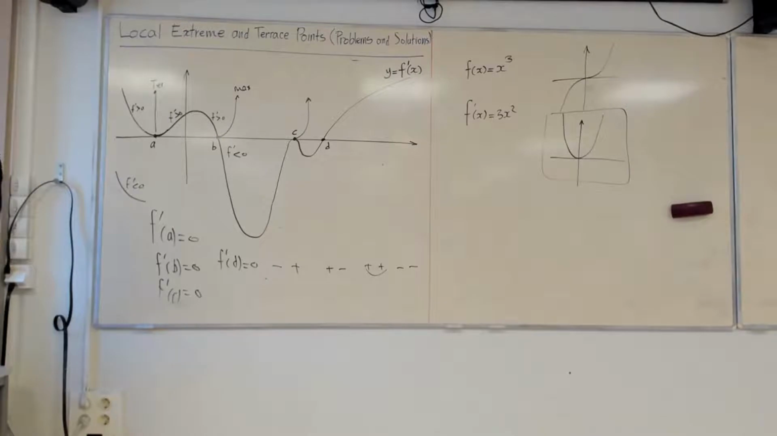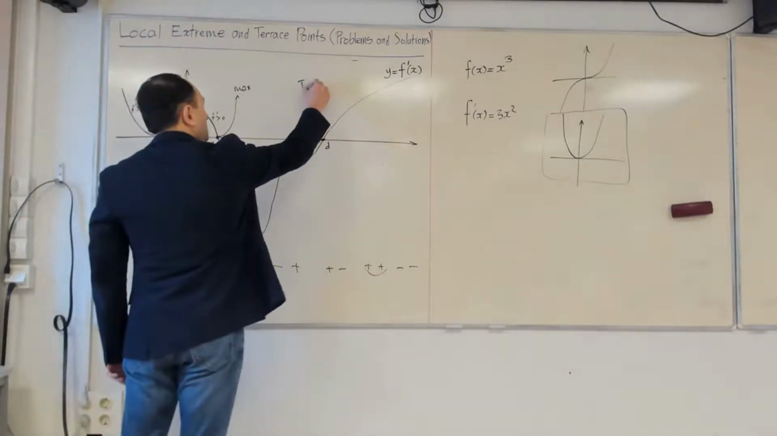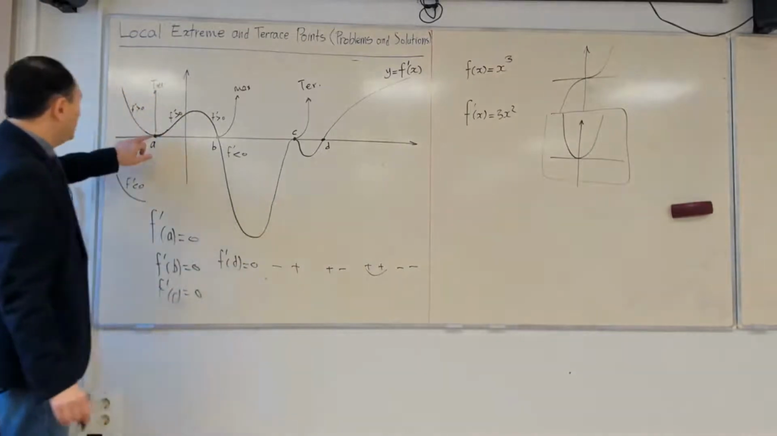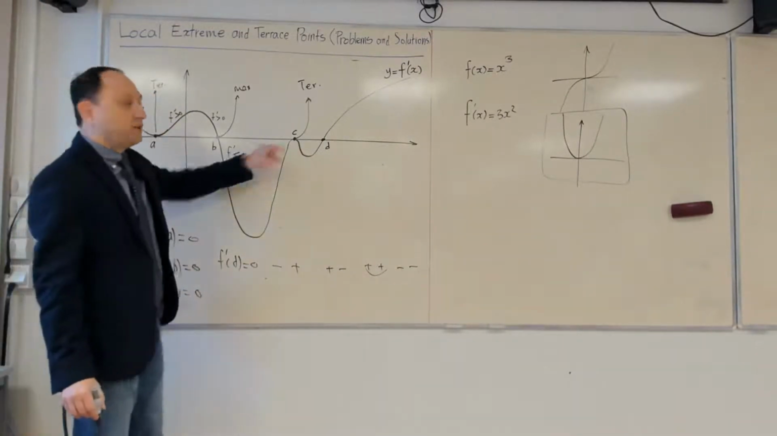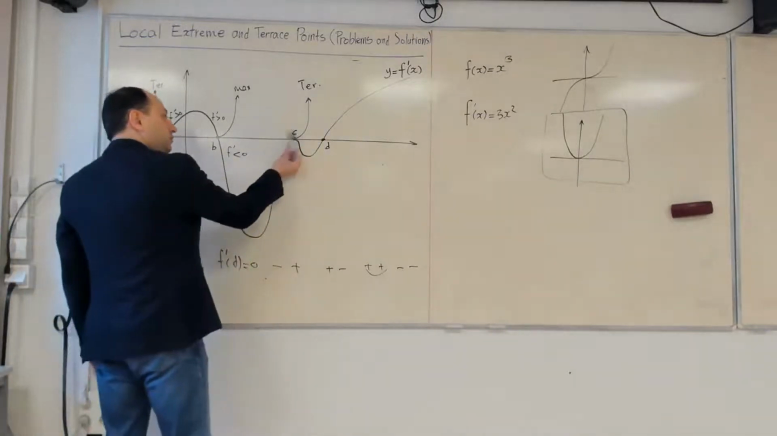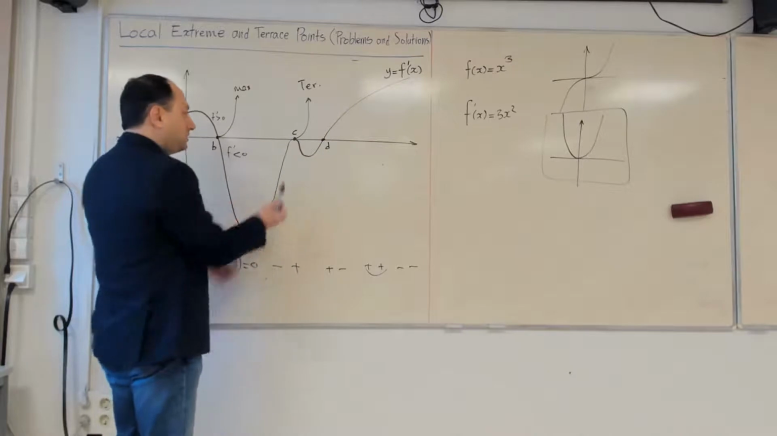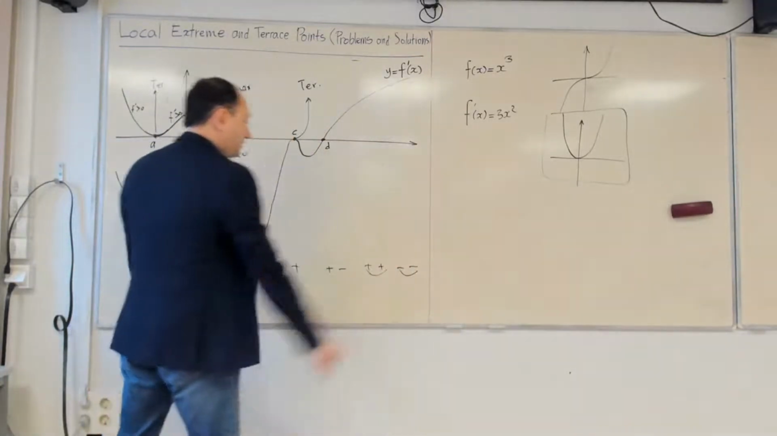Yes? It's a terrace point. Thank you. But what type of terrace point? The one that we had first was positive. What we have here? Negative. Yes? Because before that, the graph is below, it's negative. After that, the graph is below, it's negative. So it is a negative terrace point.